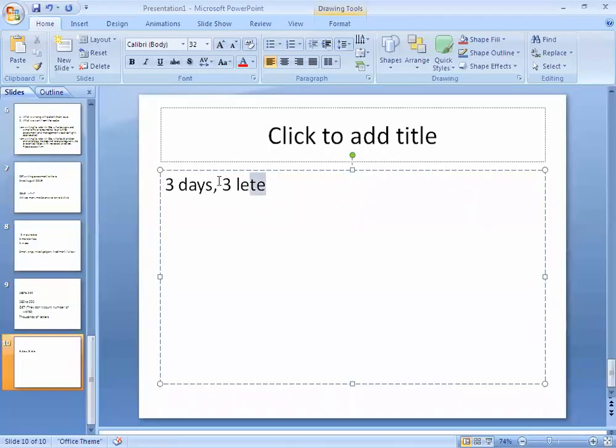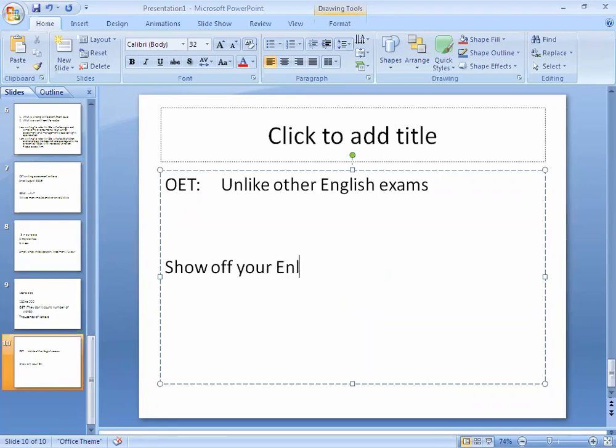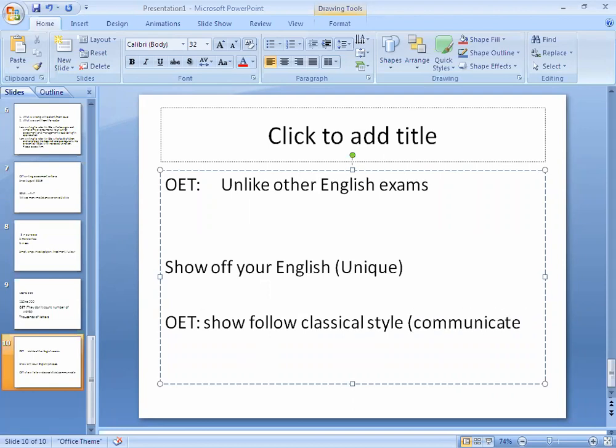One important thing I just remembered now: OET is exceptional, unlike other English exams. In other English exams, you need to show off your English. You need to be unique from others. In OET, we should follow classical style. The only purpose here is to communicate the information of the patient clearly to another person, another doctor, another nurse. So this is the difference between OET and other English exams.